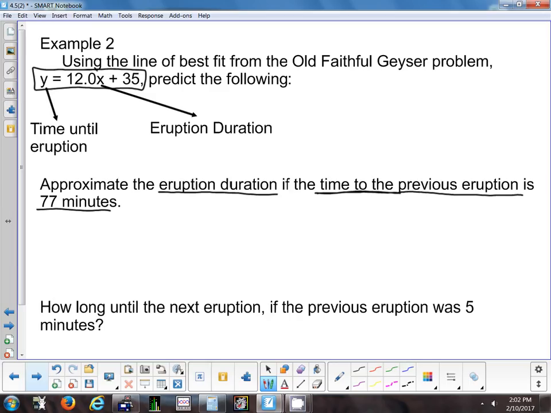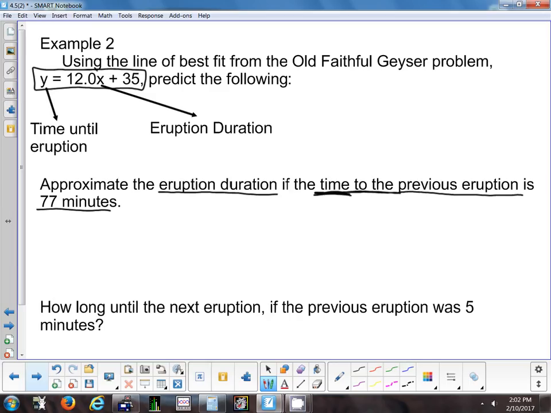So it's like if I said to you the time to the previous bell was 8 minutes. That means the bell rang 8 minutes ago. The time to the previous eruption, that was 77 minutes ago. That's when it happened.